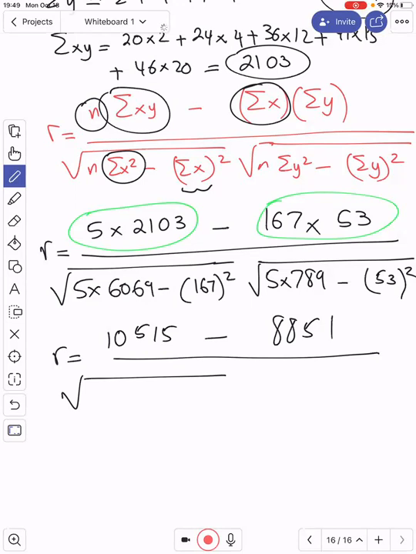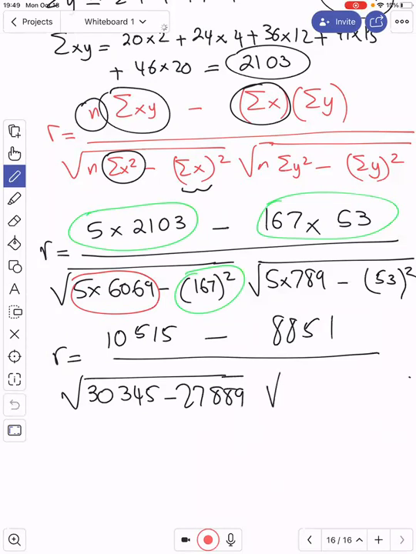Over, and then here we have 5 times 6,069, that will be equal to 30,345 minus 167 squared. So this is 167 times 167, that'll be 27,889. We do the same thing for Y. So this is 5 times 789, that'll be equal to 3,945 minus 53 squared. That's 53 times 53, and that'll be 2,809.